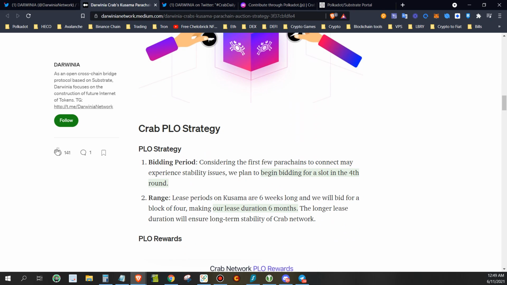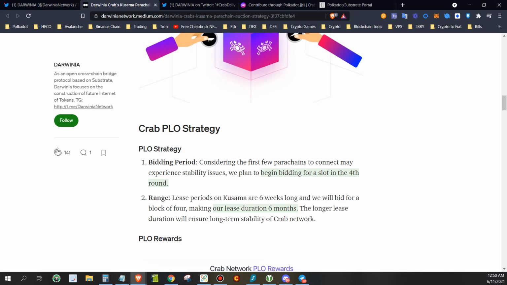Crab PLO strategy. PLO strategy number 1, bidding period. Considering the first few parachains to connect may experience stability issues, we plan to begin bidding for the slot in the 4th round. Based on what I see, the 4th round is on July 7th. I could be incorrect, but I did see a chart signifying that the 4th slot will be in the beginning of July. So definitely look into that more. I don't have all that information. I'll look for that information and post it in the description below.